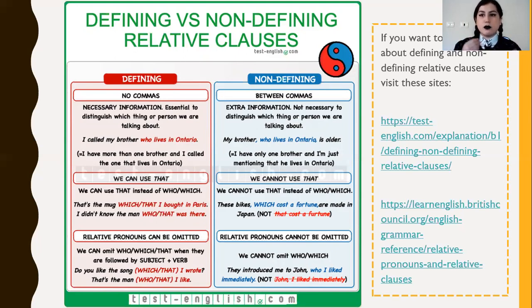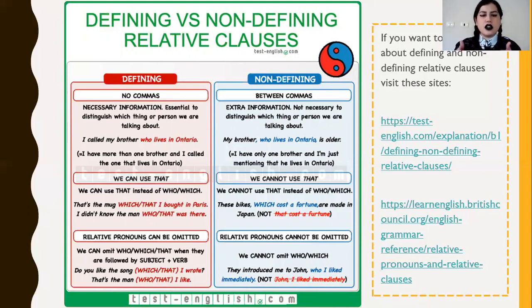And when we're talking about people, we're going to use who, okay? And at the end, we have relative pronouns can be omitted. Relative pronouns are who, that, or which. We can just remove them from a sentence with defining relative clauses. In defining relative clauses, we can remove it and it's exactly the same.